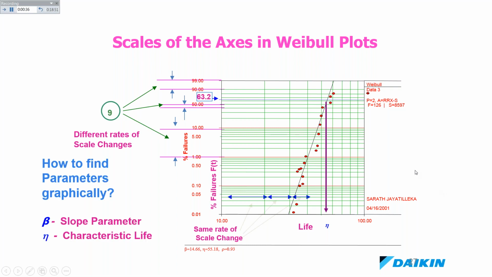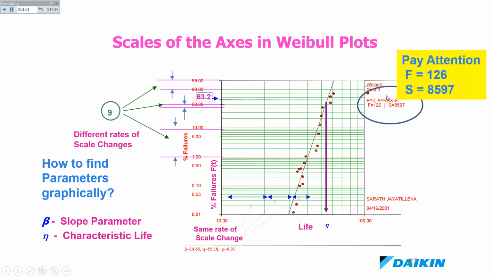Also pay attention, this is how there's a way to find beta and eta graphically. How we find eta is we start at 68.2 and go this way. When it hits there, we come down, and that point is called the characteristic life. Of course, for the slope, you know how to measure it.